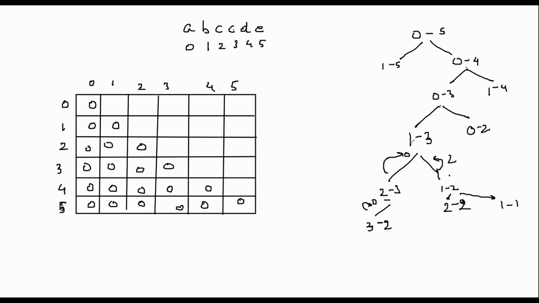So what would be my answer? So basically I have now calculated the results for 2 comma 3. 2 comma 3 is 0. 1 comma 2 is 1. Similarly, for 1 comma 3, minimum of 0 and 2.